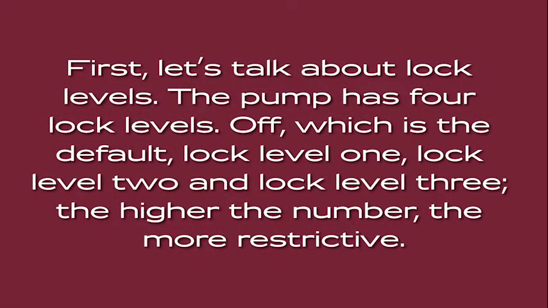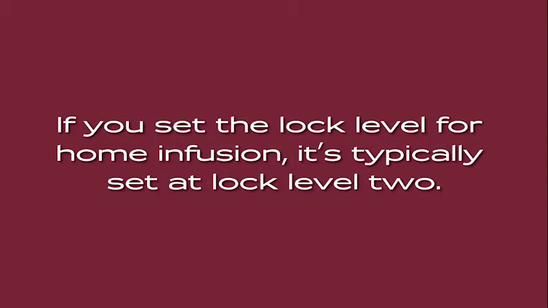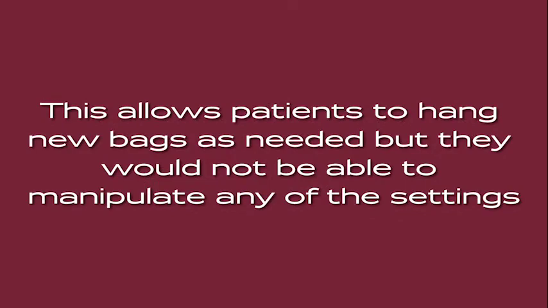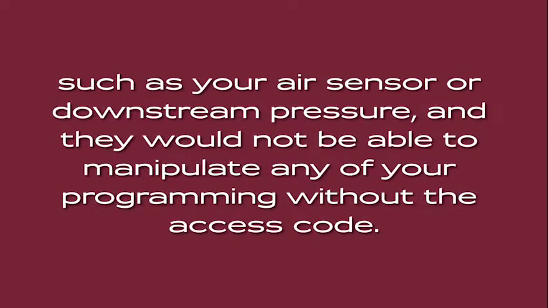The pump has 4 lock levels: off, which is the default, lock level 1, lock level 2, and lock level 3. The higher the number, the more restrictive. In other words, if you set the lock level for home infusion, it's typically set at lock level 2. This allows patients to hang new bags as needed, but they would not be able to manipulate any of the settings, such as your air sensor or downstream pressure, and they would not be able to manipulate any of your programming without the access code.